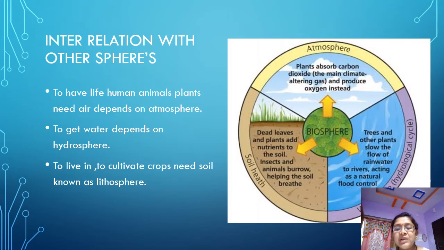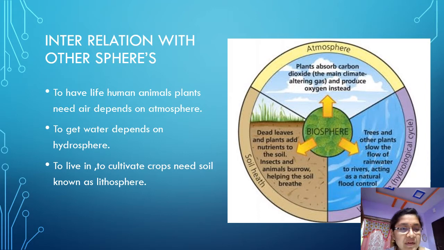We'll see the interrelation with other spheres. Biosphere has some different relations, as I have said. A human, in order to live, will be absorbing air from the atmosphere. You can see in the picture, and in order to drink water, to live, for agriculture, to irrigate the lands, to get vegetables, fruits, for everything, they'll be depending on water. And soil means lithosphere, where the agriculture process will be continuing, where the decay of humans, animals, plants will be seen. So this is the interrelation that a biosphere has with other spheres.